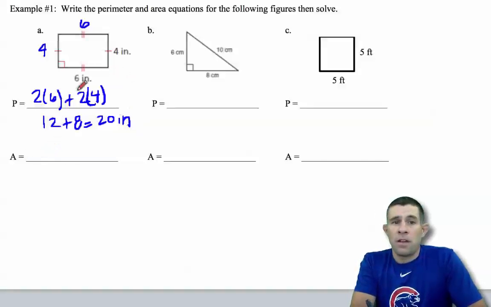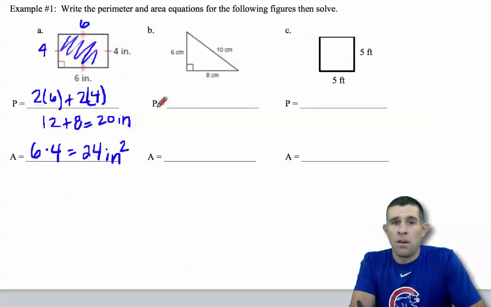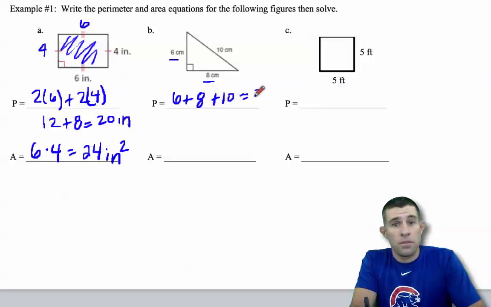Whereas the area is our two dimensions multiplied by each other. So that's 6 times 4, and that's going to result in 24. And now our unit of measurement is inches squared because it's measuring the two-dimensional space inside that rectangle. All right, let's check out our triangle now. We have our perimeter, which is just adding up all the sides, 6 plus 8 plus 10. When I take 6 plus 8 plus 10, I'll end up with 24, and this is centimeters.